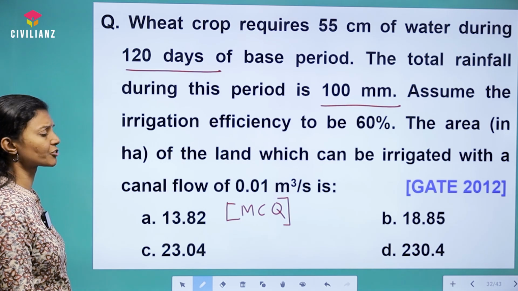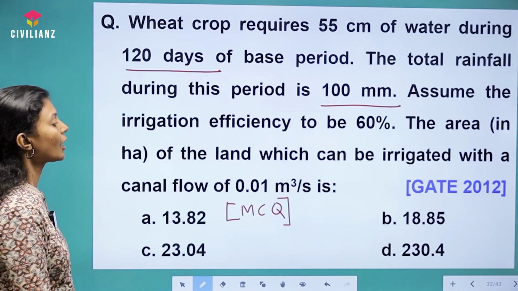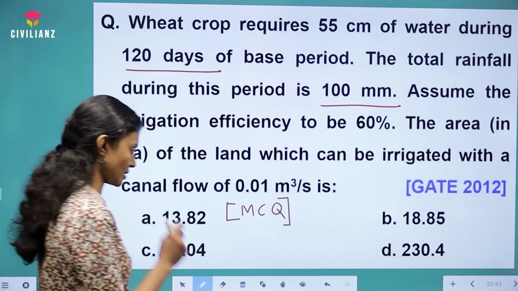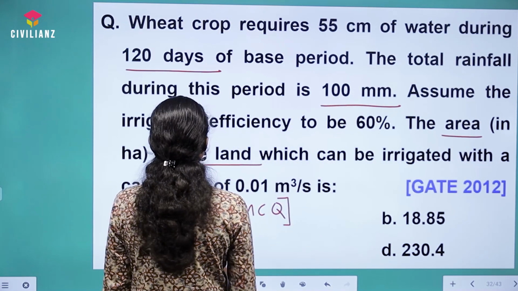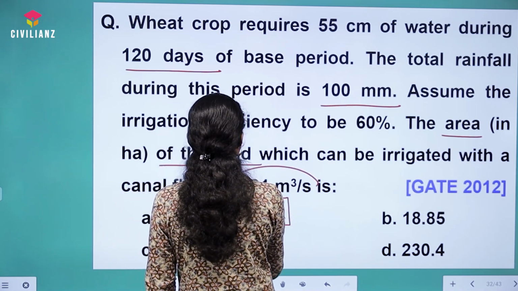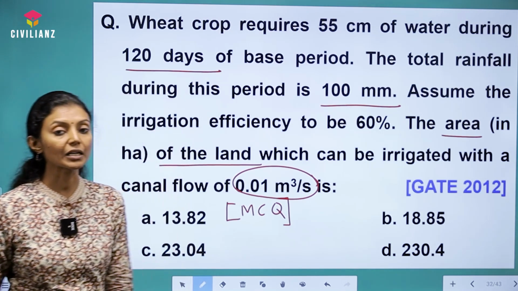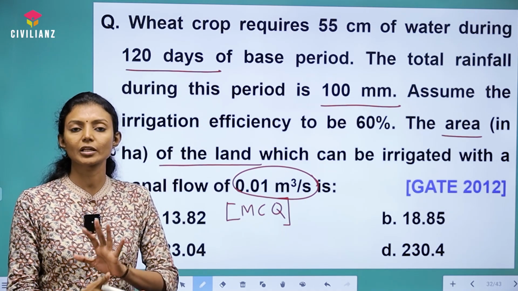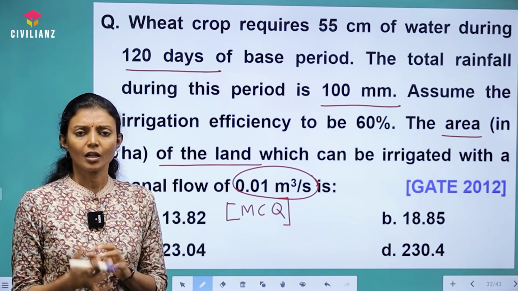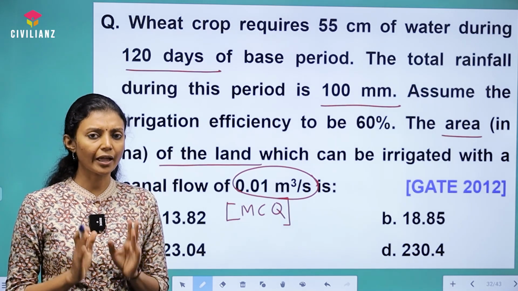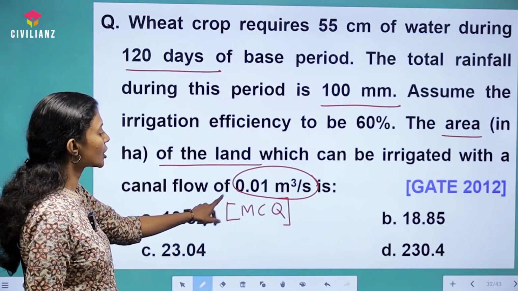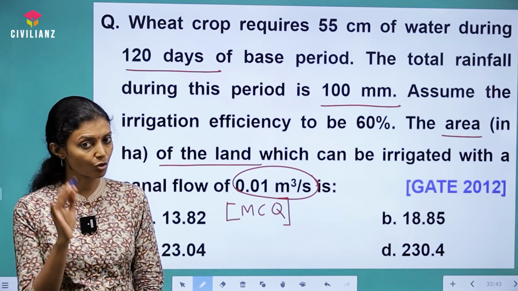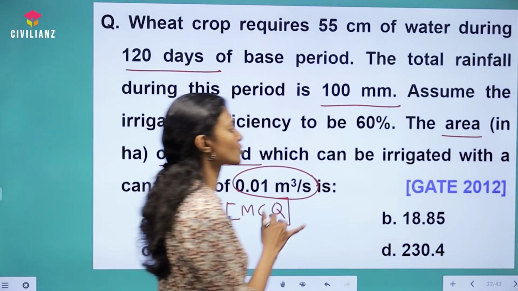Assume the irrigation efficiency to be 60%. The area of land which can be irrigated with a canal flow of 0.01 cubic. This is actually a very standard question. You are asked what is the area which can be irrigated if you are going to supply 0.01 cubics of water. Now let us see how to solve this problem.